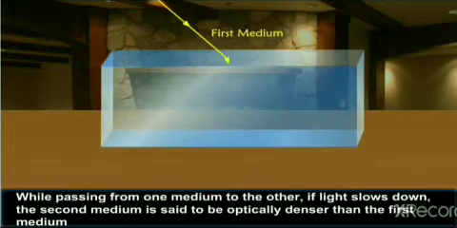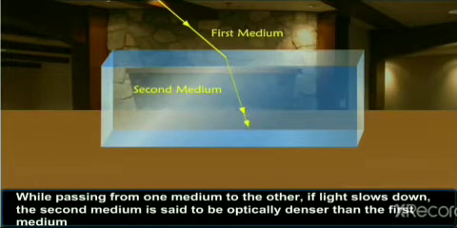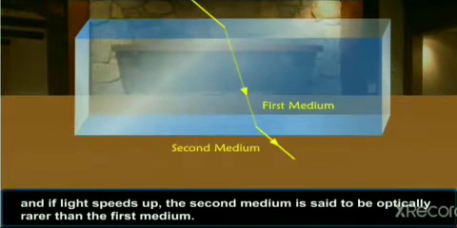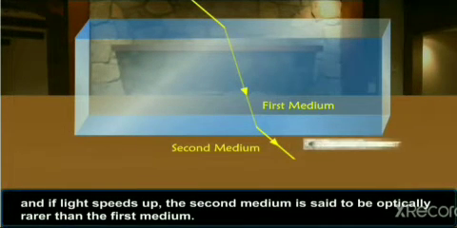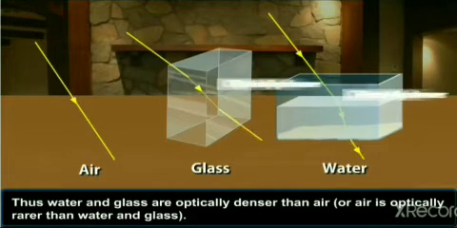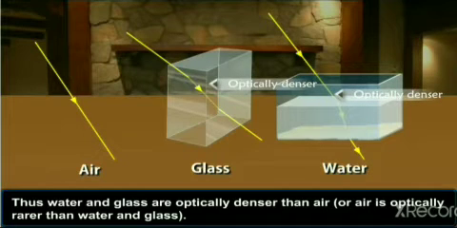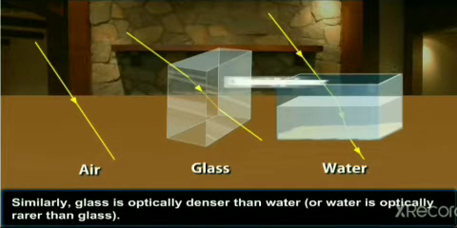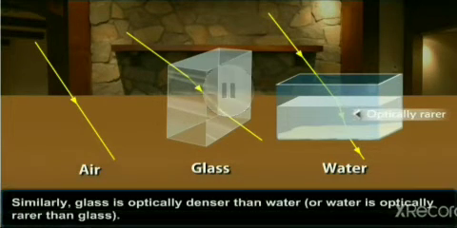While passing from one medium to the other, if light slows down, the second medium is said to be optically denser than the first medium, and if light speeds up, the second medium is said to be optically rarer than the first medium. Thus, water and glass are optically denser than air, or air is optically rarer than water and glass. Similarly, glass is optically denser than water, or water is optically rarer than glass.